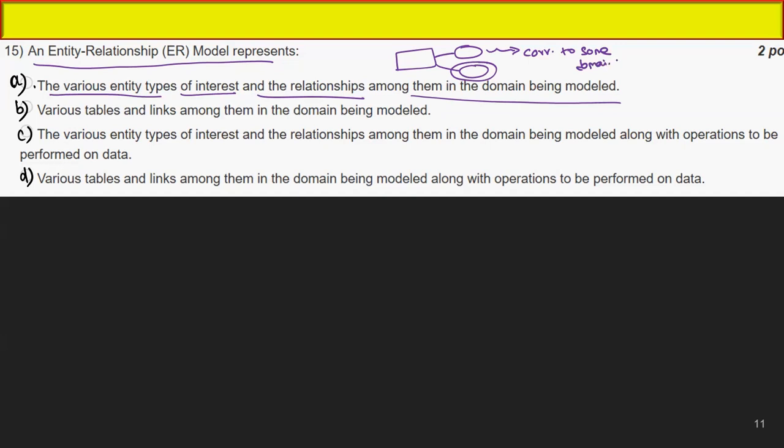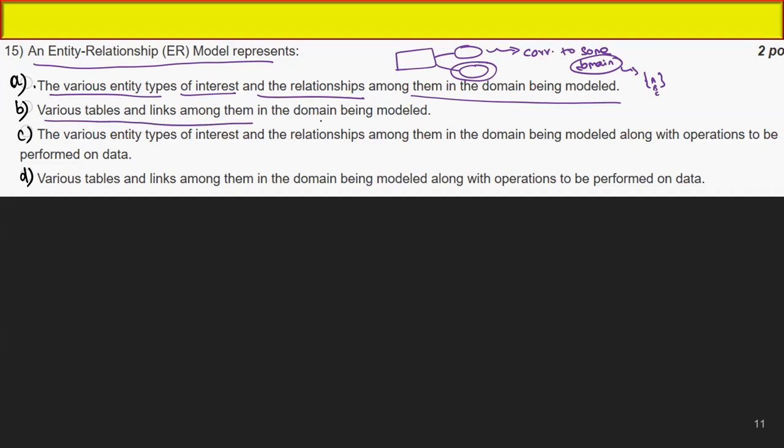So what is meant by domain? Domain is the set of possible values like A, B, C, and so on. So what are they telling? Various entity types of interest and the relationship among them in the domain being modeled. Okay, that seems correct. Next one.